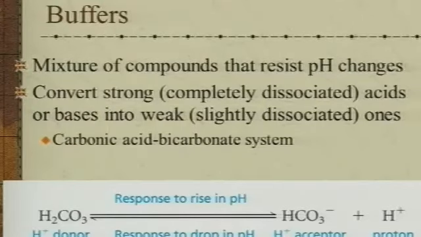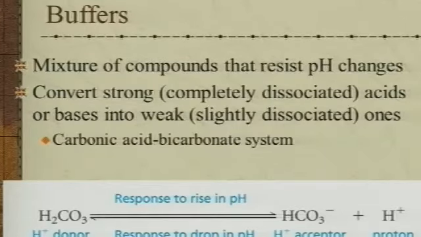HCO3 negative is bicarbonate. It will release bicarbonate and a hydrogen ion. Now, what happens, you can see the arrows there, is in response to a rise in pH, it'll move over to that right side, the bicarbonate and the hydrogen ion. That bicarbonate will then be able to accept or buffer some of those hydrogen ions.